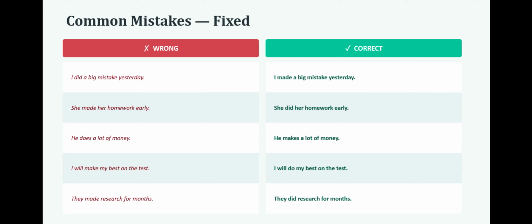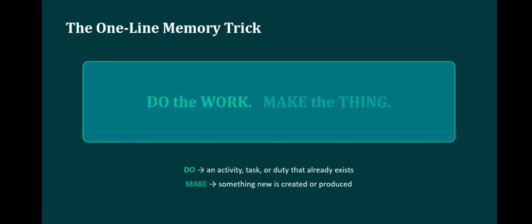Pause the video here if you want to rewrite these 5 sentences yourself. If you remember only one thing from this whole video, remember this line. Do the work. Make the thing. Do goes with an activity, a task, or a duty that already exists. Make goes with something new that is created or produced. Say that sentence out loud right now. Do the work. Make the thing. It will stick in your memory much faster than any grammar rule.